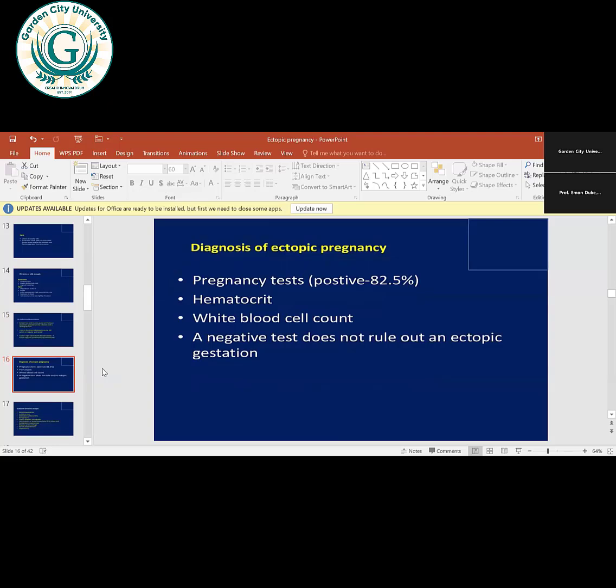Diagnosis of ectopic pregnancy. 1. Pregnancy test: positive in 82.5%. Hematocrit. White blood cell count. A negative test does not rule out an ectopic gestation. What does that mean? That you did a pregnancy test and the test came out negative, it does not rule out ectopic pregnancy. The woman could be pregnant, but it is ectopic.